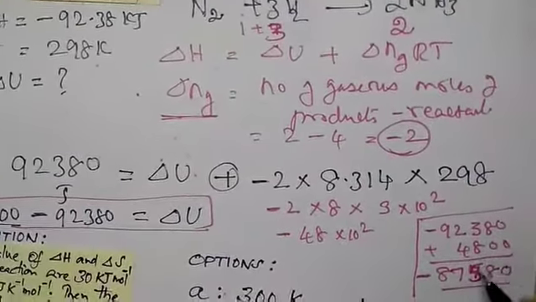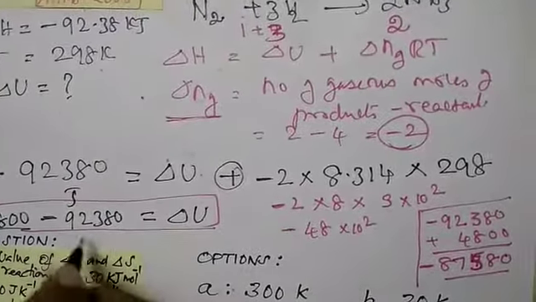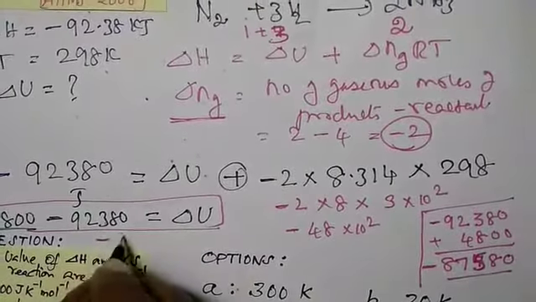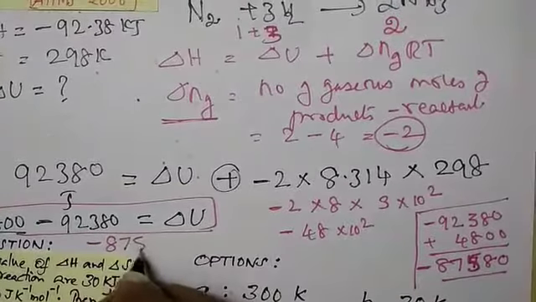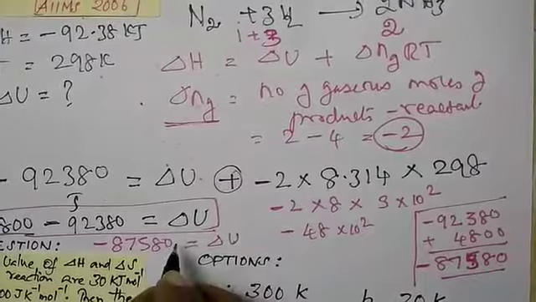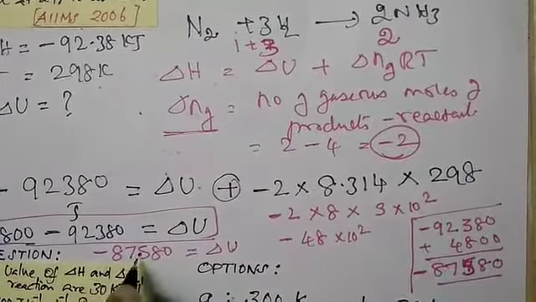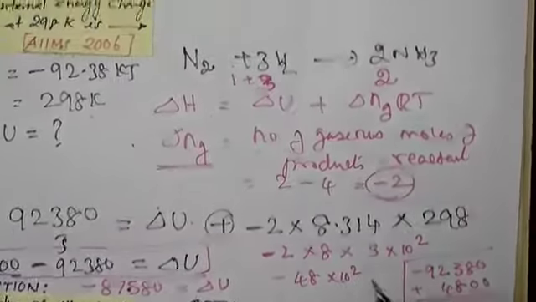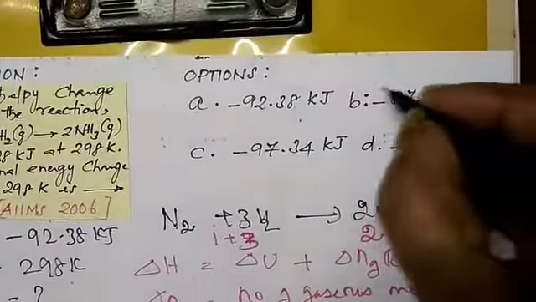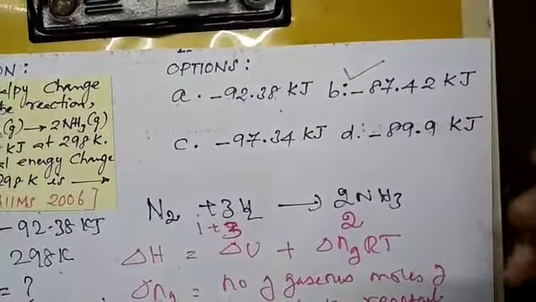Let us check it, of course. Yes, correct. So your answer, I am writing this answer, minus 87,580 is equal to delta U. This is in joule. To convert to kilojoule, divide by 1000. So our answer is approximately minus 87.5. We can see here the option is minus 87.42 kilojoules.